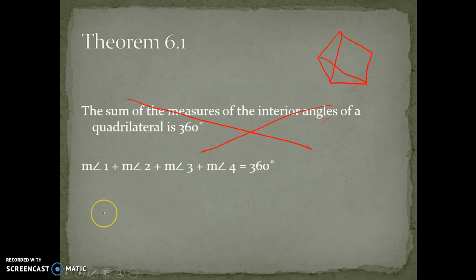Alright, your interior angle theorem, again, yours is a little bit different here, I didn't realize until I was going through the notes, says that the sum of the interior angles of any polygon is going to be 180 times n minus 2, where n is the number of sides. So we can use that to find the sum of the angles in any polygon.